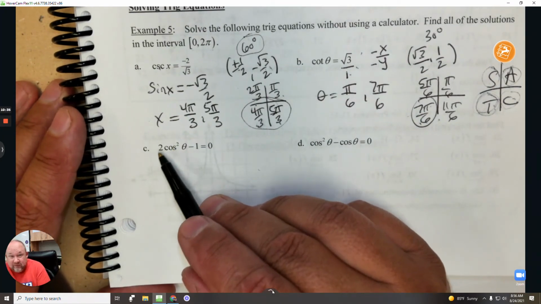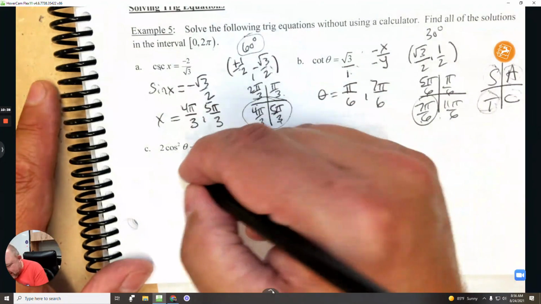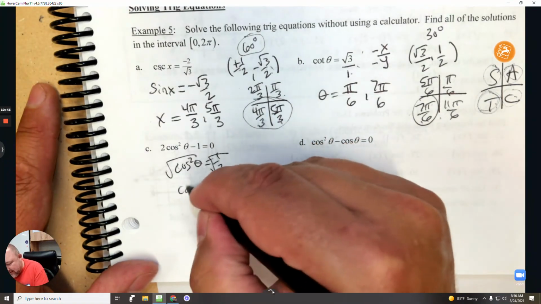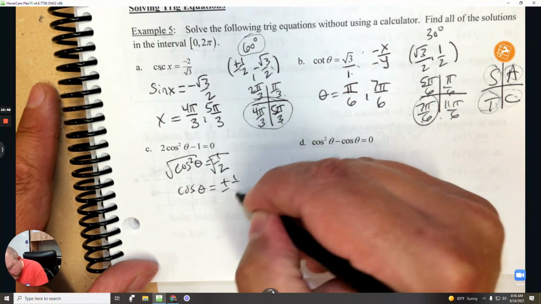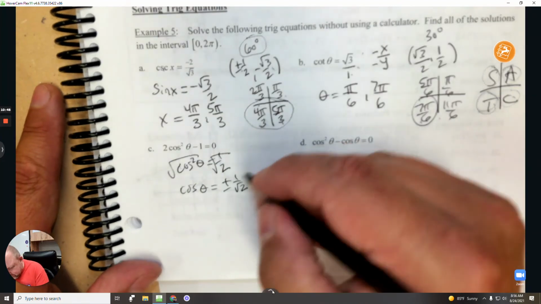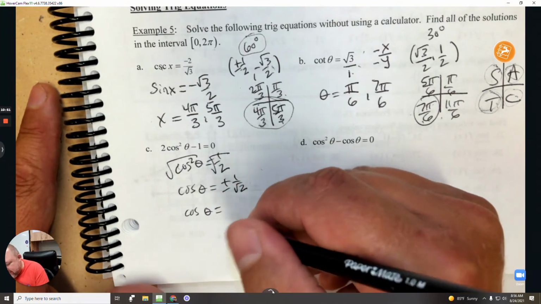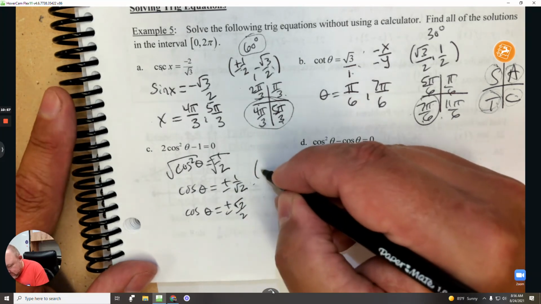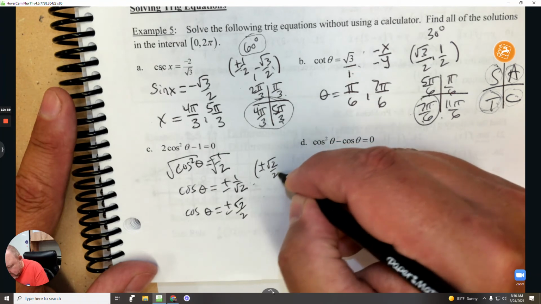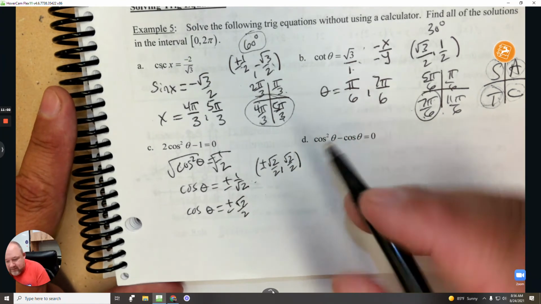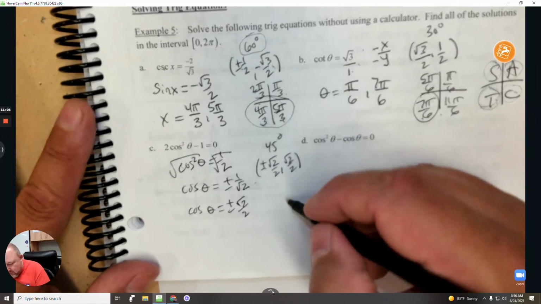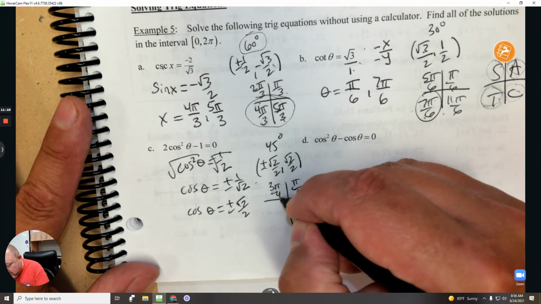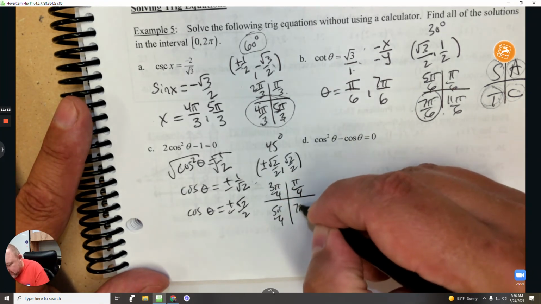2 cosine squared, subtract 1. I'm going to add 1 and divide by 2. When I square root, it's a quadratic, so the answer is positive or negative 1 over root 2. If I rationalize it, you would see it as root 2 over 2. Now, which angle has x-coordinate root 2 over 2? And the answer is, it's a 45 degree, right? And so what quadrants are we in? So pi over 4, 3 pi over 4, 5 pi over 4, 7 pi over 4.